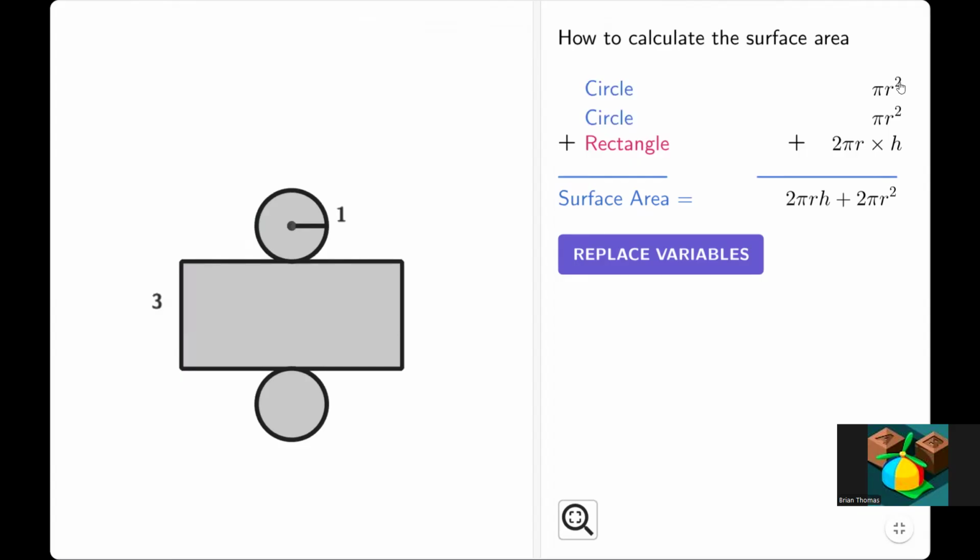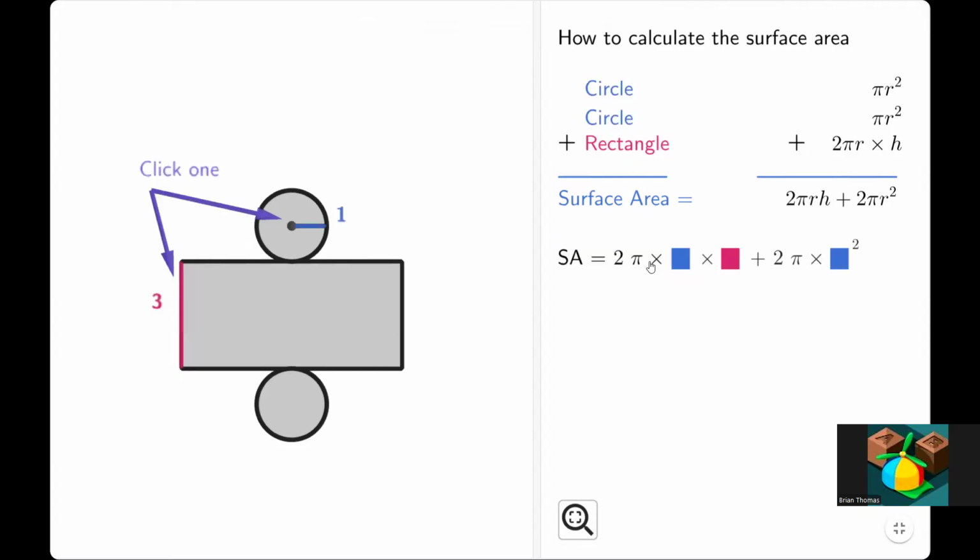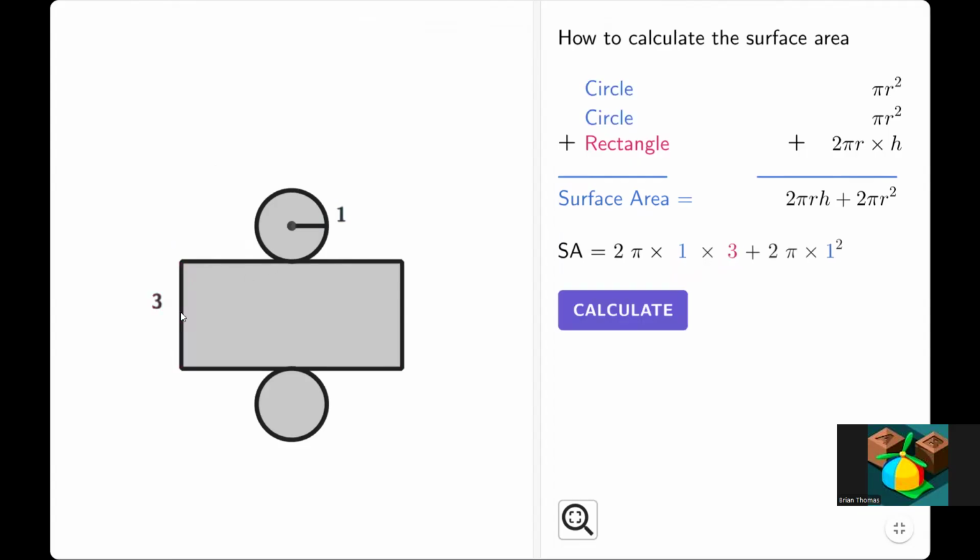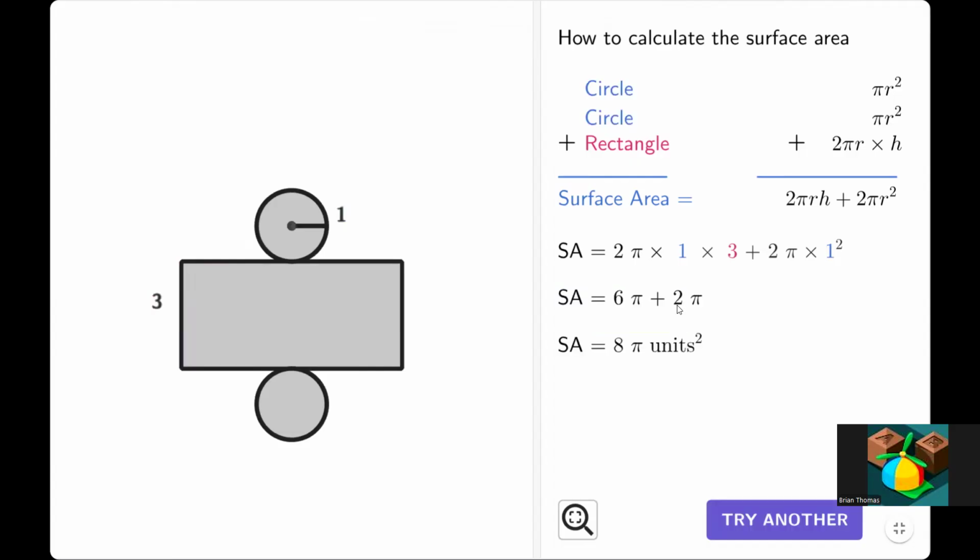So if we combine all three of these areas together, we get what's called the surface area formula, which looks like this. So if I go ahead and replace the variables, if I click on this here, it'll substitute the 1 in for the radius, substitute the 3 in. Notice how there's not a whole lot of substitution because pi is already known as 3.14. So all we really got to do is substitute the radius and the height into the correct spots in the formula. And like I said, we can use a calculator.